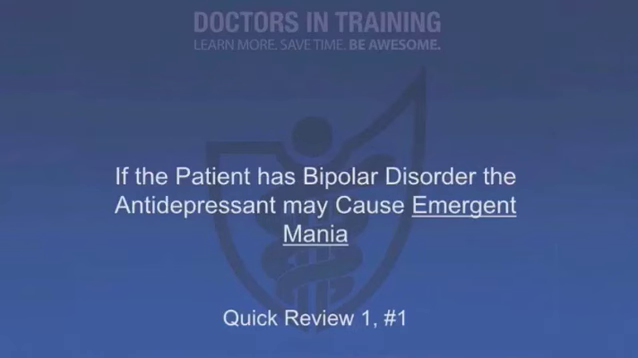Let's get started. Why is it important to screen patients for bipolar disorder prior to starting an antidepressant? Well, if the patient has bipolar disorder, the antidepressant may cause emergent mania. So a patient comes in who doesn't know they have bipolar disorder, they're just depressed because one of the major symptoms of bipolar disorder is a depressed state. So you start them on an SSRI and all of a sudden they feel great, maybe a little too great because now they're mowing the lawn 7 times, painting the house, and spending a lot of money.